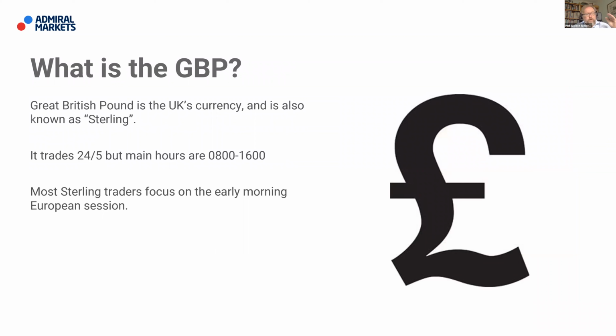So, if you're a complete beginner to foreign exchange trading and you're still learning the ropes, well, the GBP is the UK's currency, and it's normally known as sterling. You'll hear that's how it's referred to. Like the rest of the FX market, it will trade 24/5, but you'll find that the main hours when the majority of the institutions are trading will be between about 8 a.m. London time to 4 p.m.